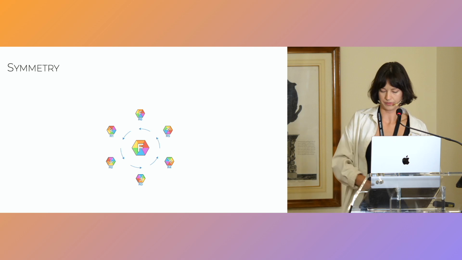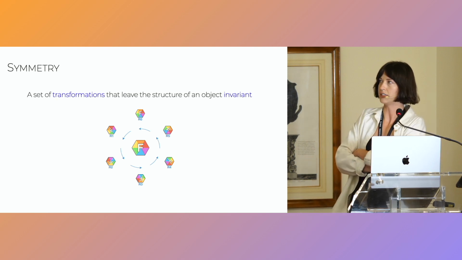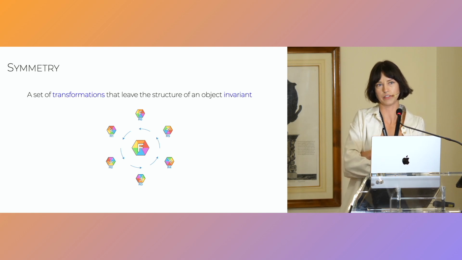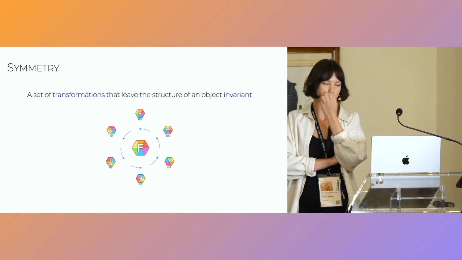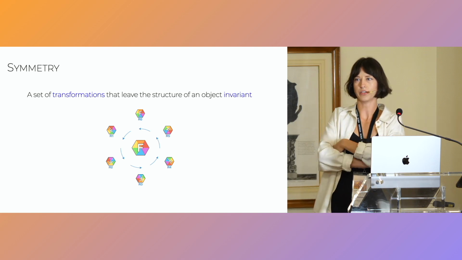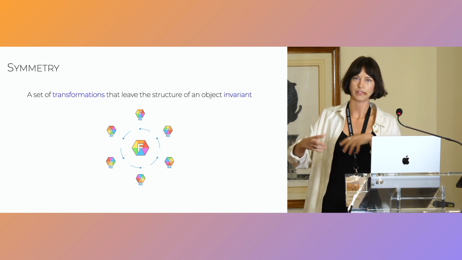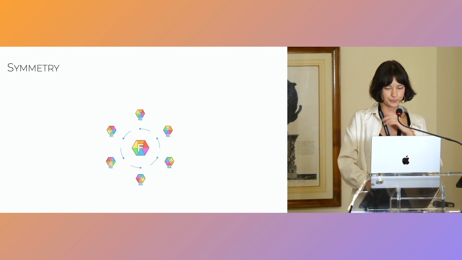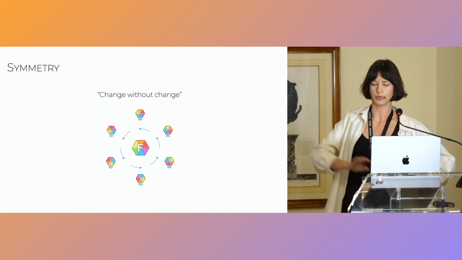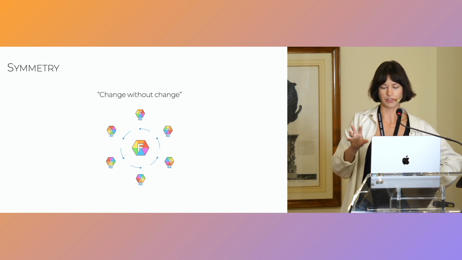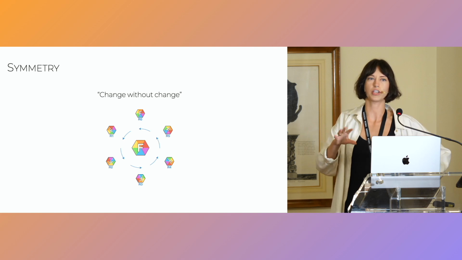So what is a symmetry? A symmetry is a set of transformations that leave the structure of an object invariant. If you think about a shape like a hexagon, the set of these 6 rotations are the transformations that you could perform on that object that would leave its shape invariant. So we can say that this hexagon is described by this set of 6 rotations, which is its group of transformations. I think it's Frank Wilczek, the physicist, who coined the idea that symmetries are change without change.